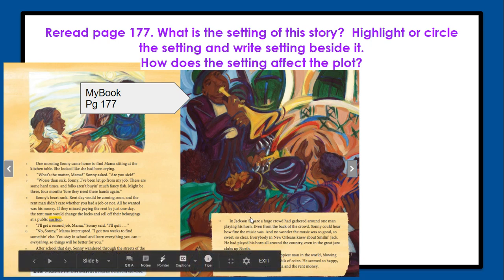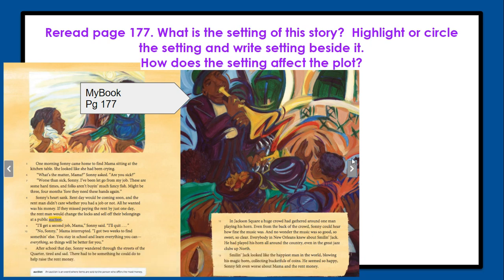So if you wanted to highlight or circle Jackson Square and make sure you do New Orleans, and then right beside it, draw like an arrow from New Orleans over to the side of your paper and write setting beside it. Okay. And then the next question says, how does the setting affect the plot?